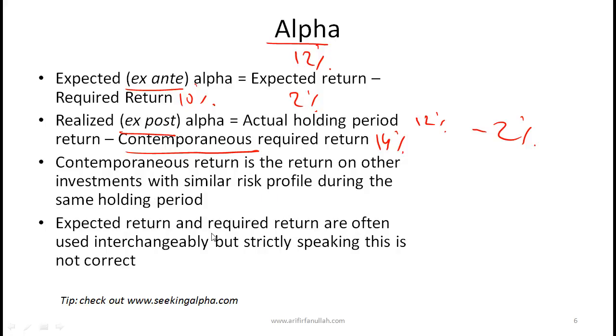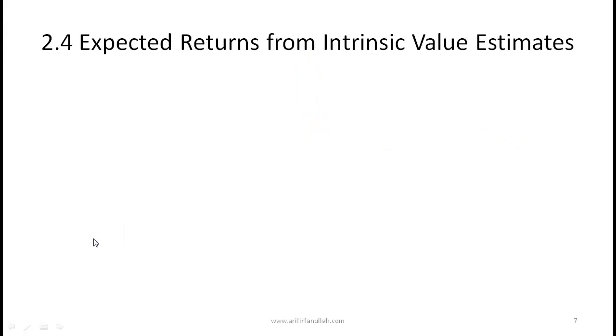The expected return and required return are often used interchangeably, but strictly speaking, this is not correct. Why? Because when can we say they are the same? They are the same if markets are efficient and all stocks are fairly valued. On the other hand, if you don't have an efficient market and some stocks are, let's say, undervalued, then the expected return will be more than the required return.